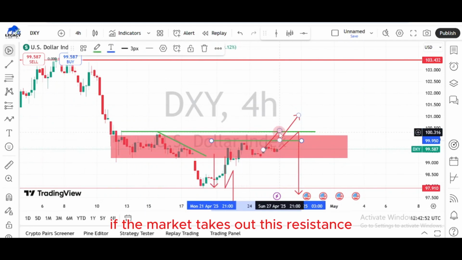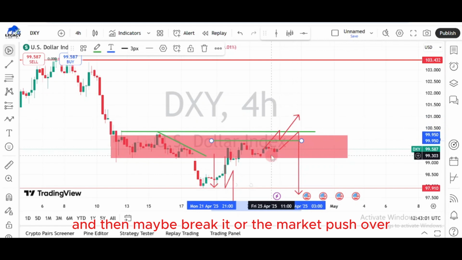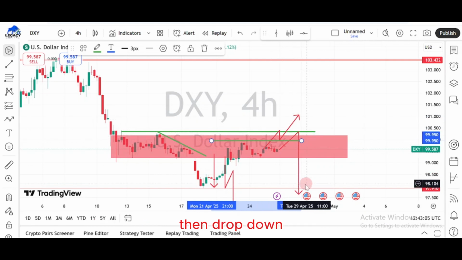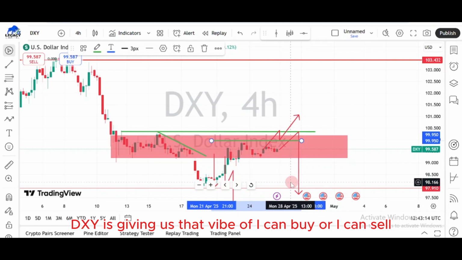If the market takes out this resistance and moves over to this zone, it can retest the resistance just as we have predicted from the daily time frame and then maybe break it. Or the market pushes over, tests the daily resistance level, then drops down. So we have to be absolutely cautious, because right now DXY is giving us that vibe of I can buy or I can sell.